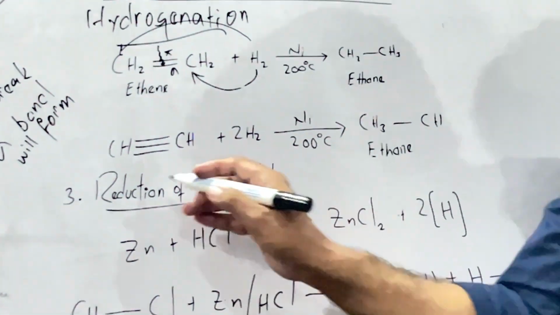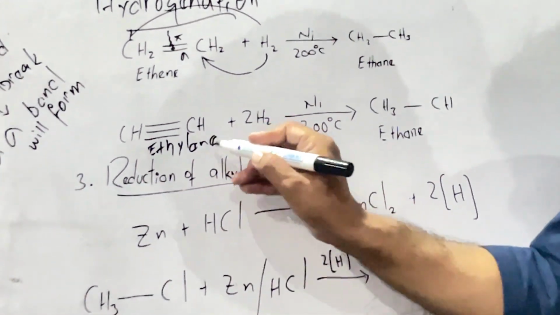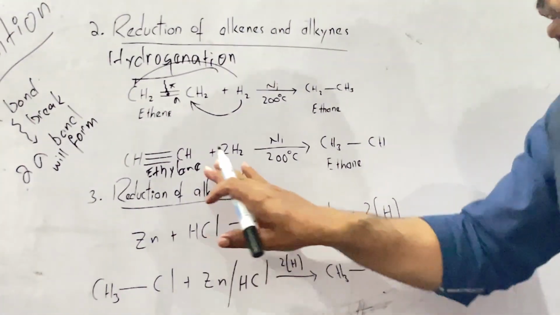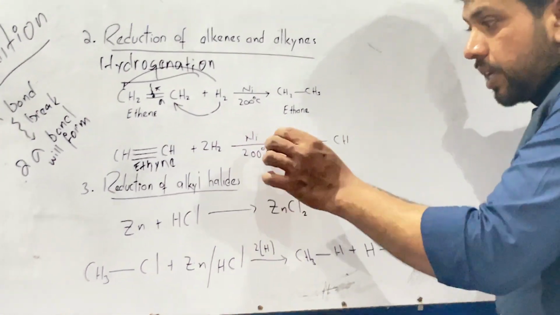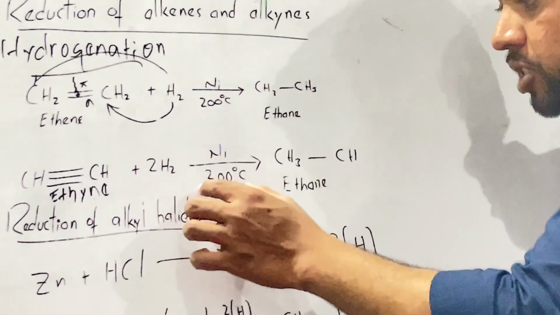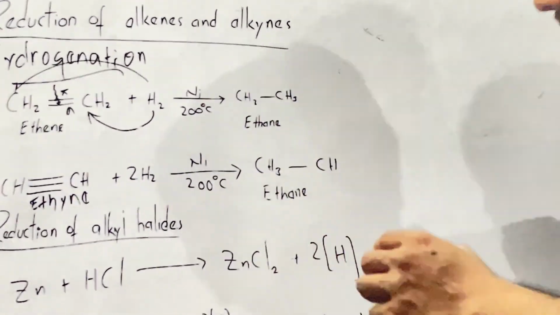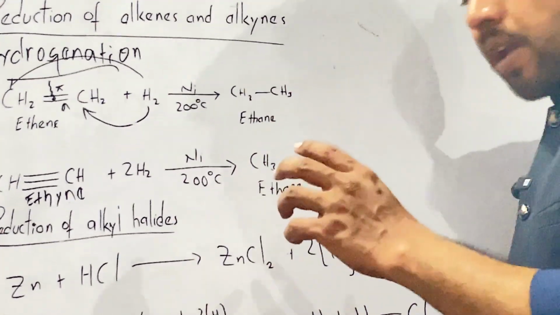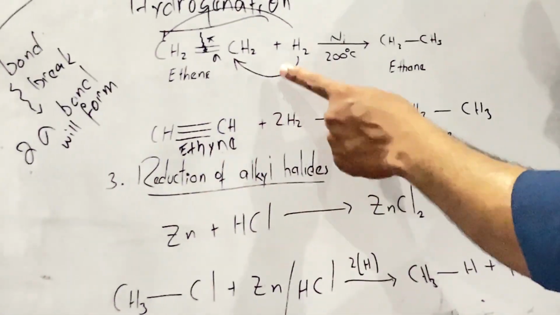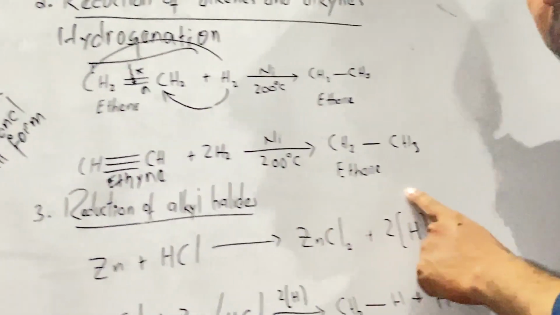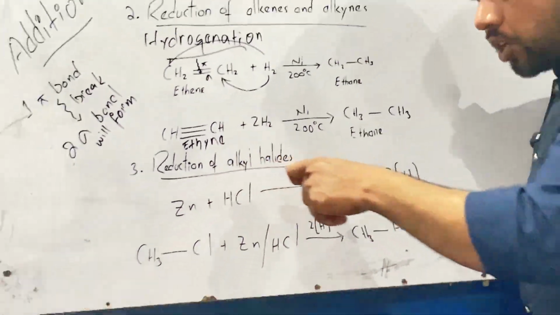Second example, ethyne, also known as acetylene. When we add hydrogen to ethyne in the presence of a catalyst, it converts into ethane, but it doesn't convert directly. First, ethyne converts into ethene, then ethene converts into ethane. Remember about it. And the third process, reduction of alkyl halide.